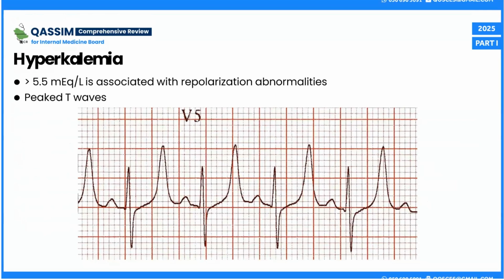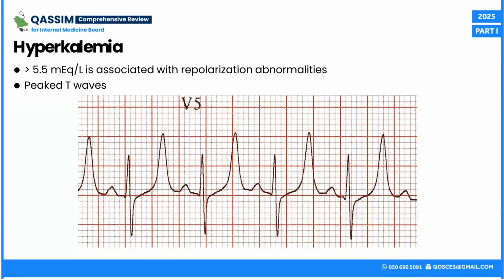One of the important things that we keep in mind is hyperkalemia, especially in the boards. Hyperkalemia tends to present with a peaked T wave, especially if the potassium is more than 5.5. And the myocardium becomes hypersensitive to the point that it could result in a sine wave.